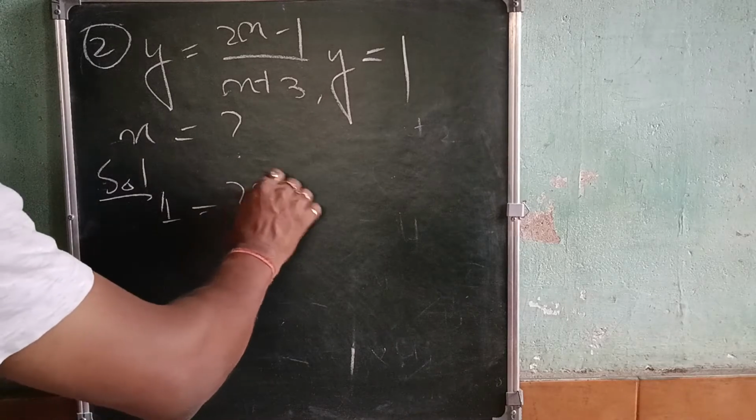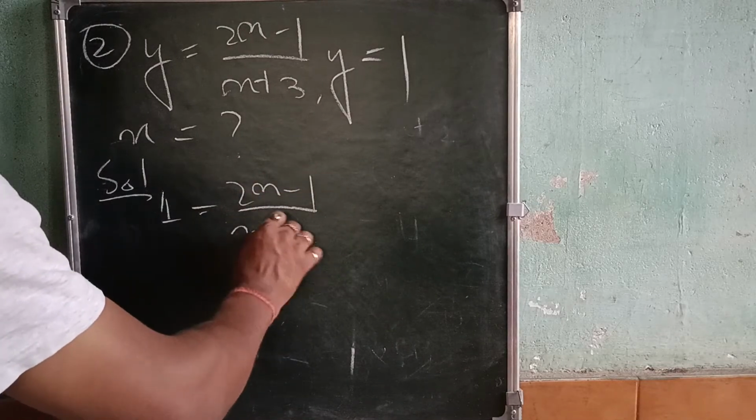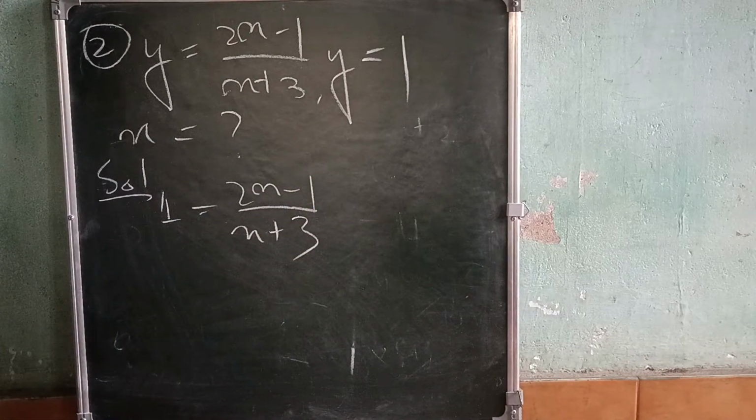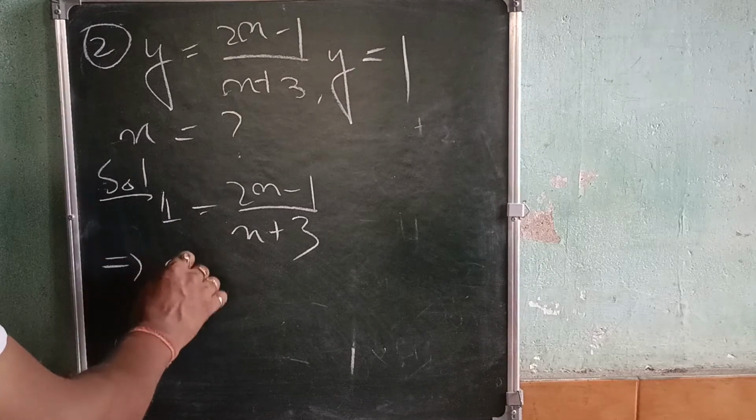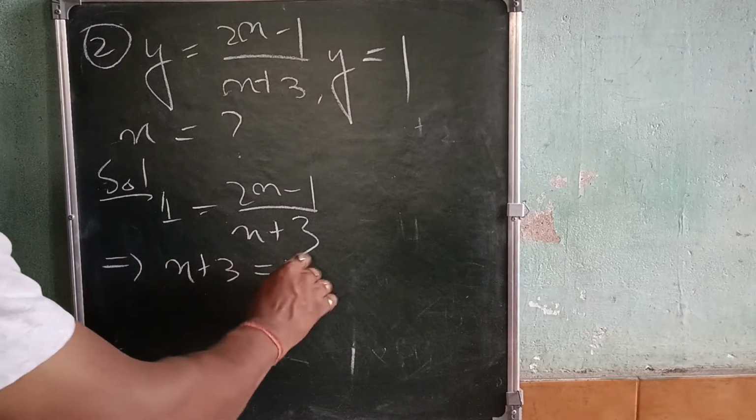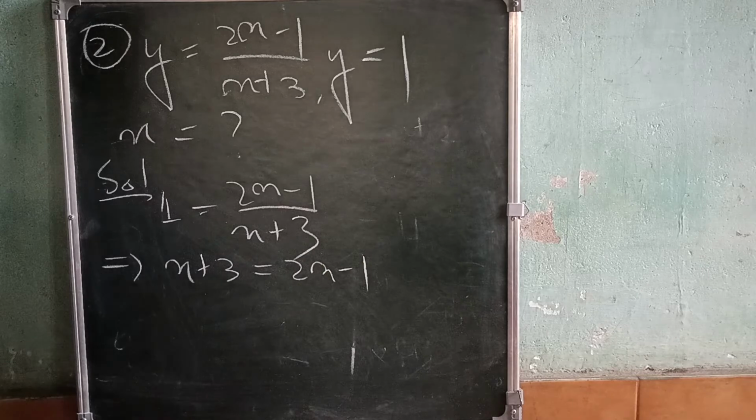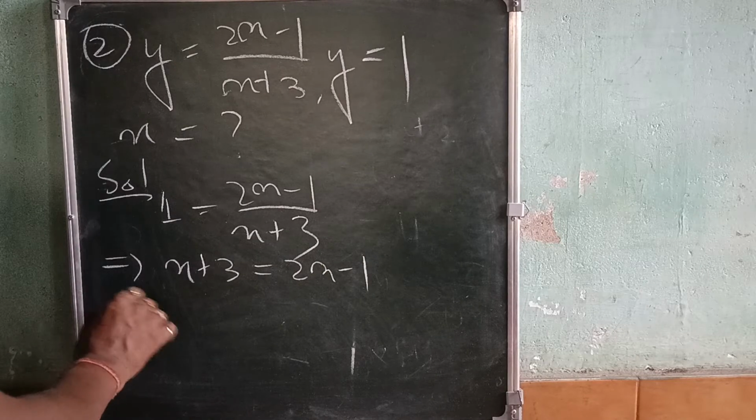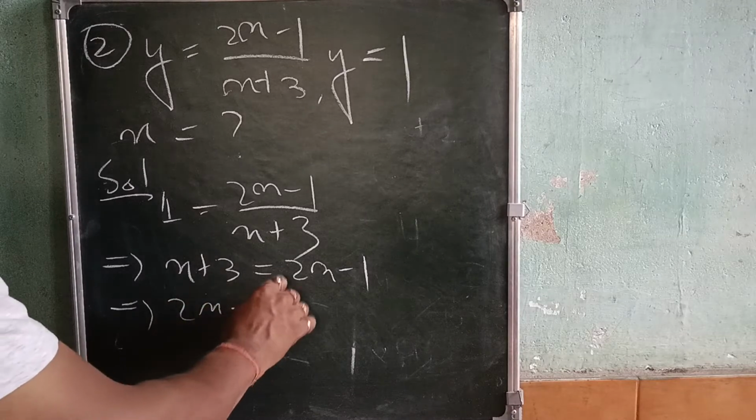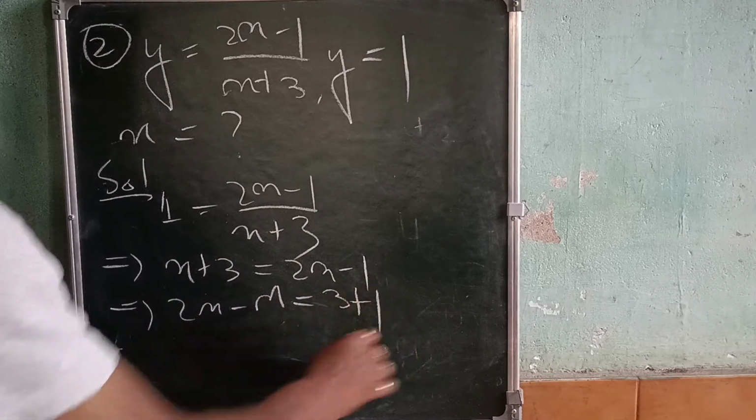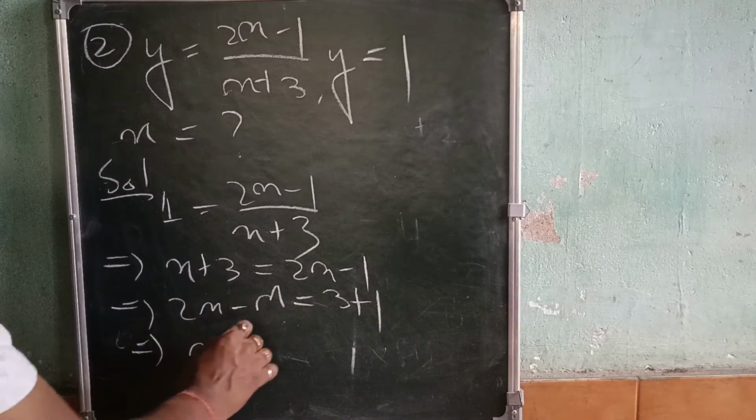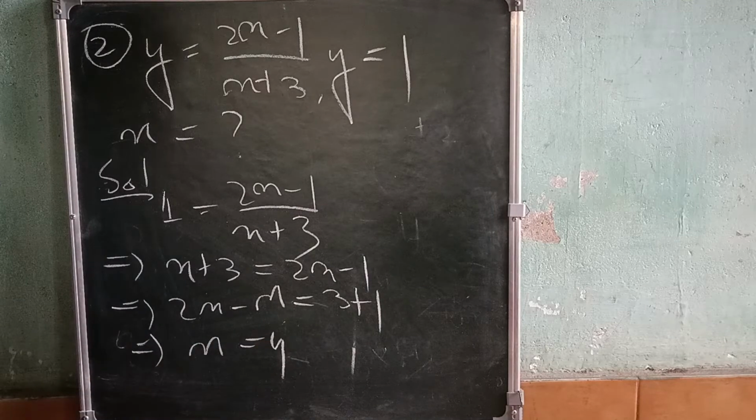So now (2x minus 1) by (x plus 3). Now cross multiplication. So (x plus 3) into 1, in the sense x plus 3, is equal to 2x minus 1. Now 2x minus x is equal to 3 plus 1. So it becomes x is equal to 4. This is your answer. Very simple.